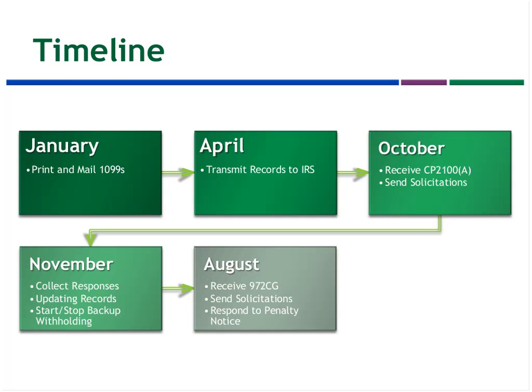Then once again, you're looking at sending solicitations and responding to the penalty notice. This is generally abatement. Most organizations will abate their penalties in large part because you can be pretty successful with it if you can show that you're doing the appropriate steps to collect that information. Most people generally don't just hand over the check to the IRS and say, here's some more money. So it can be expensive.